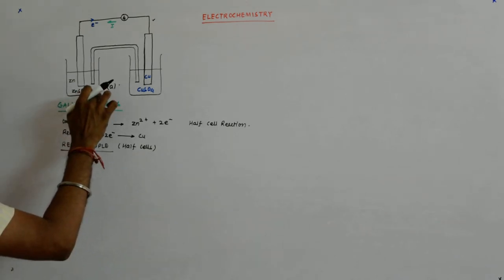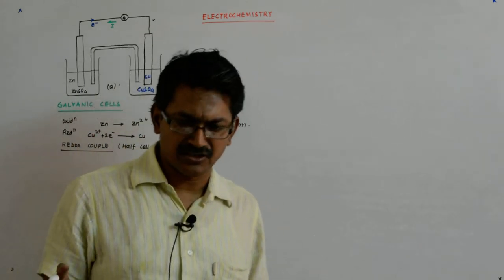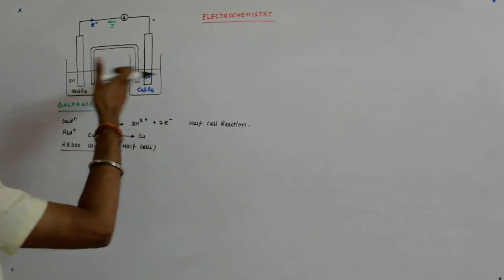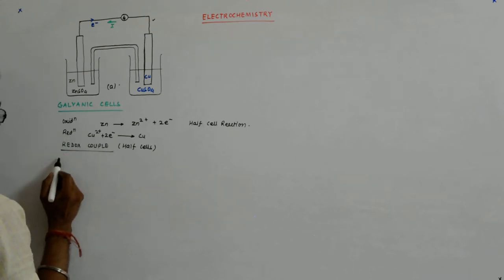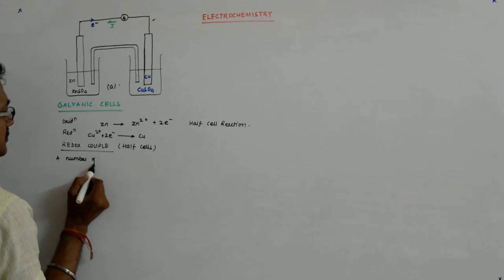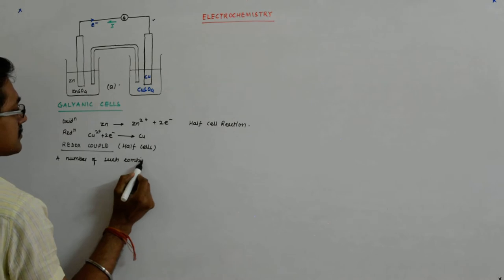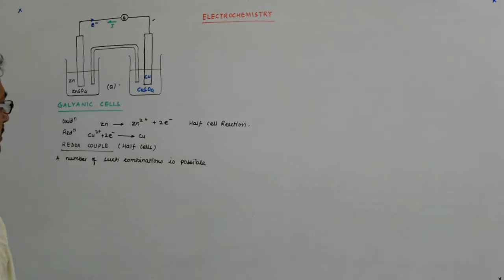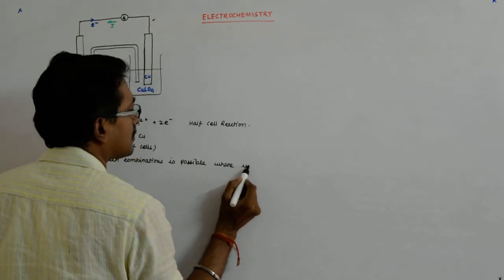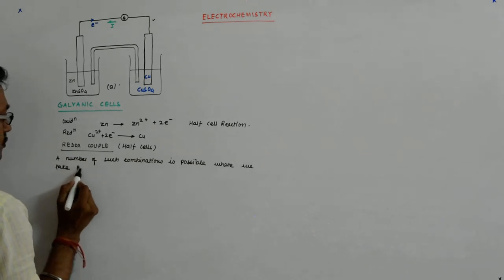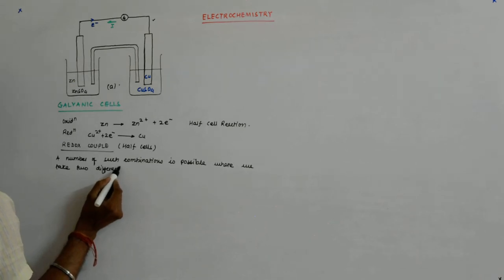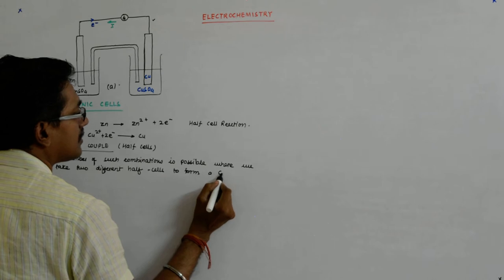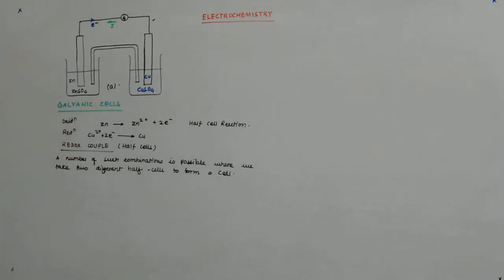Now, it is not that it is only zinc and copper which can be taken together. There are n number of combinations that you can take, and each will give you a different voltage, depending on what you use in both the half cells. So a number of such combinations is possible where we take two different half cells to form a cell. Okay?